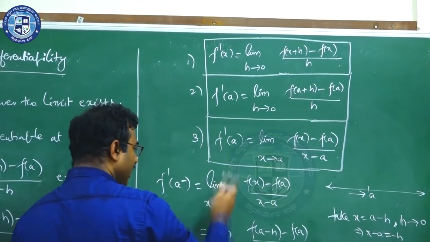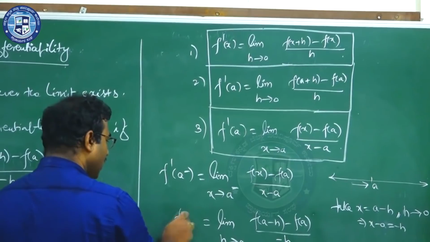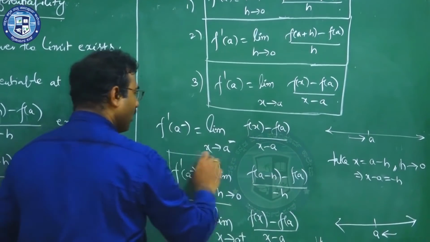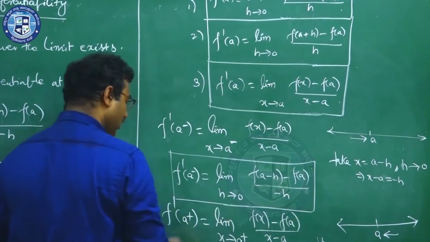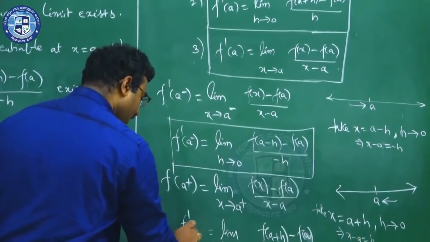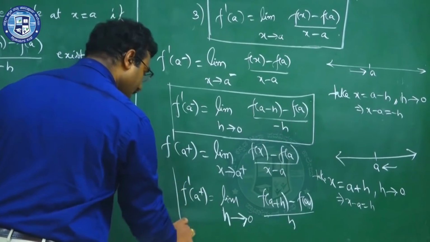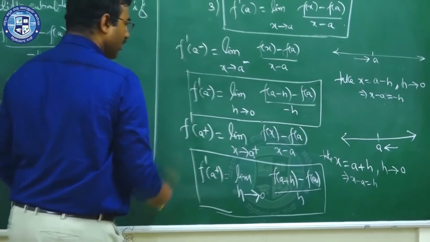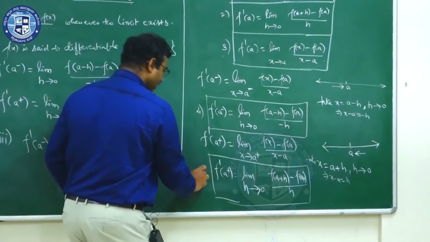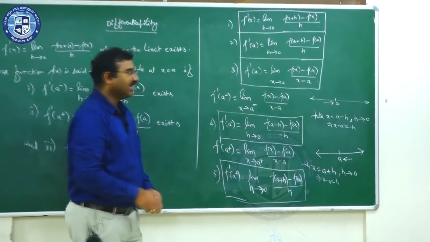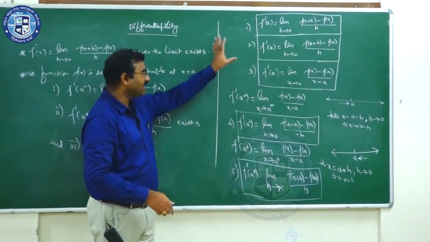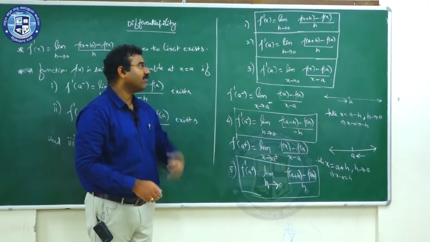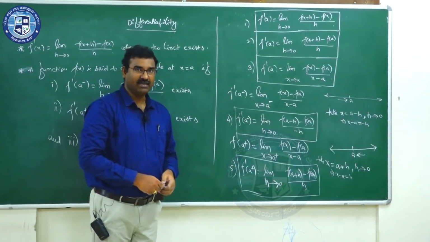And then you need to remember this formula also, f dash of a minus, and f dash of a plus, this formula also you must remember. So this is the fourth one and this is the fifth one. Mainly you have to remember these five formulae, so that we can proceed further, right?